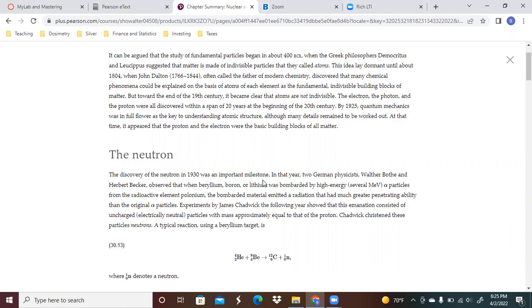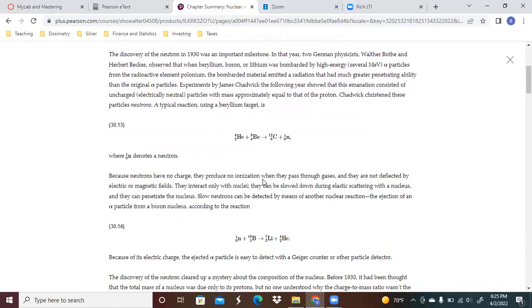The electron, the photon, and the proton were all discovered within a span of about 20 years at the beginning of the 20th century. By 1925, quantum mechanics was in full flower as the key to understanding atomic structure, although many details remained to be worked out. And at that time, it appeared that the proton and the electron were the basic building blocks of all matter. So the discovery of the neutron in 1930 was an important milestone.